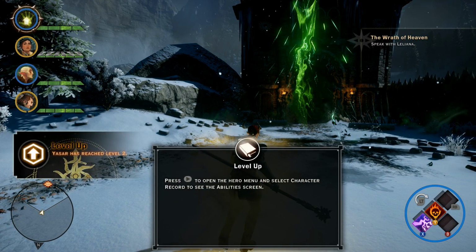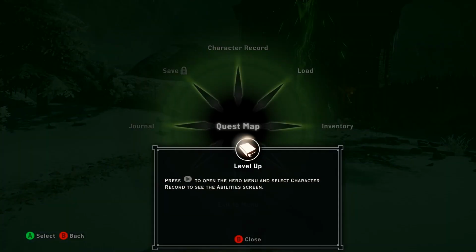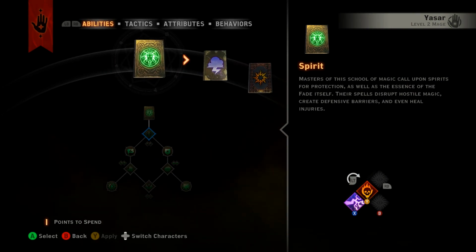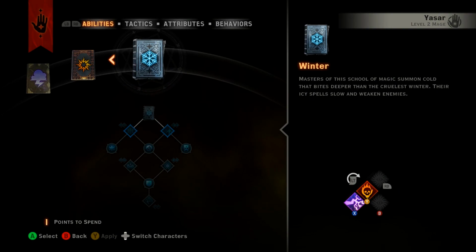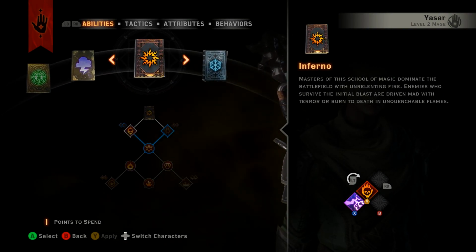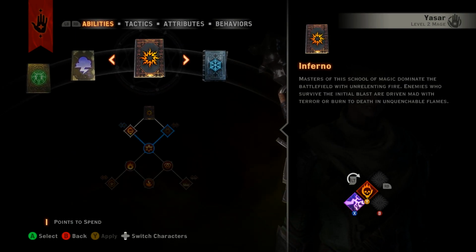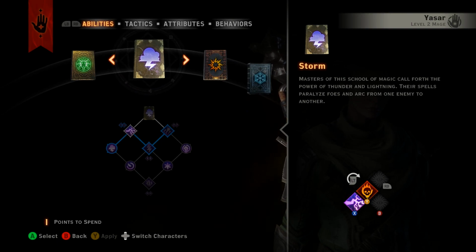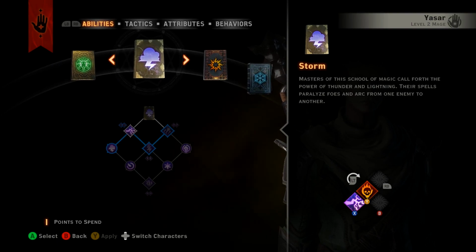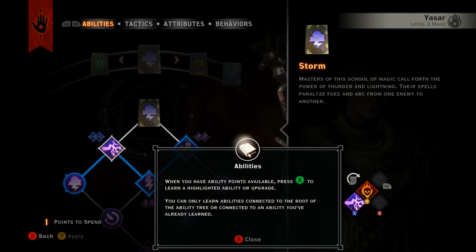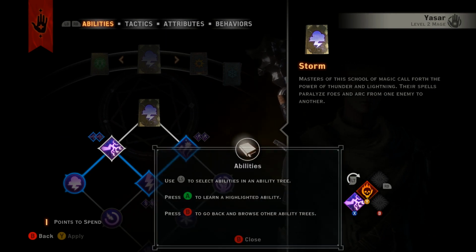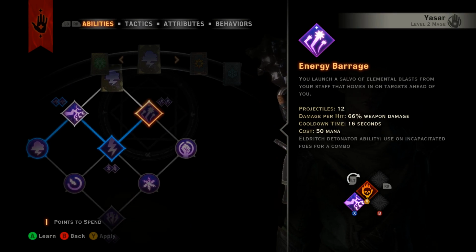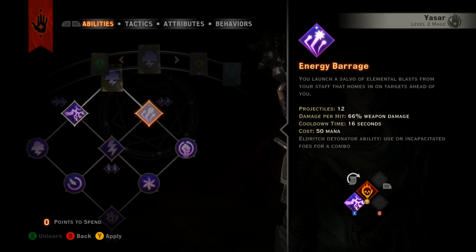Level up. So we get a point to spend in our abilities. What type of mage do we want to be? Storm. I think we're gonna be a storm mage. Lightning bolts, lightning to blast and paralyze a single target. Energy barrage, a salvo of elemental blasts. I'll go with that one.